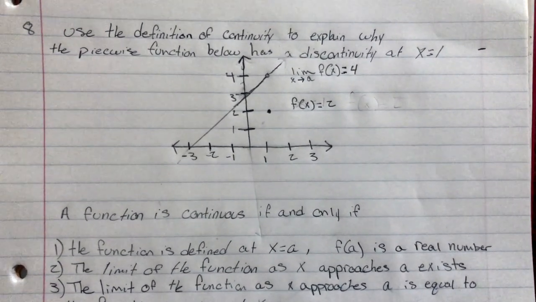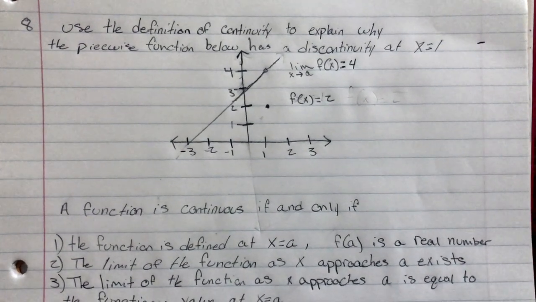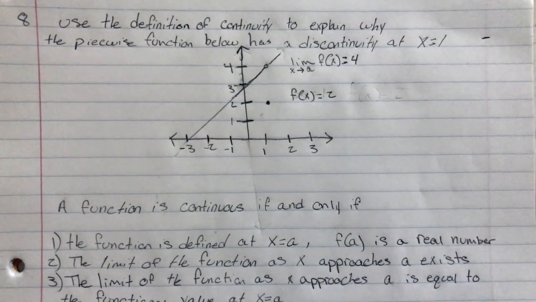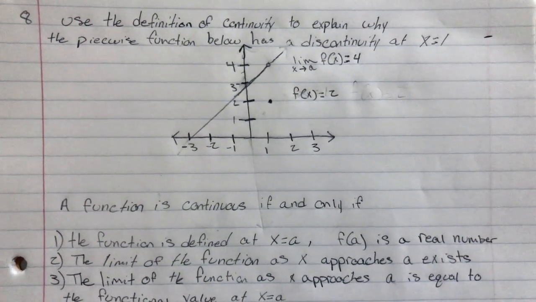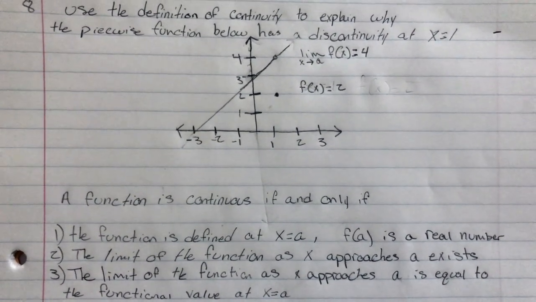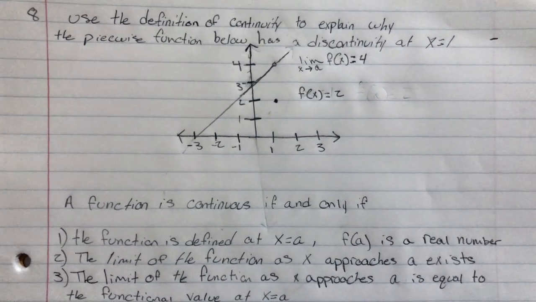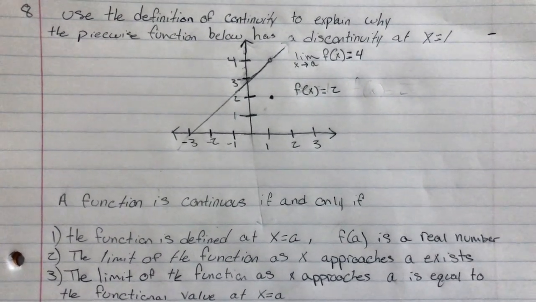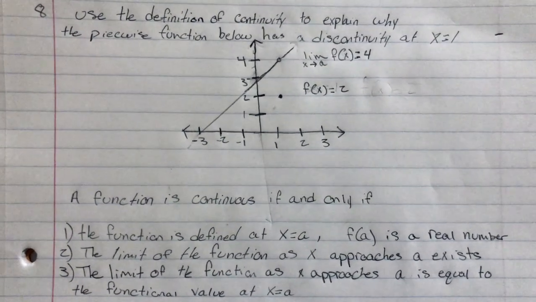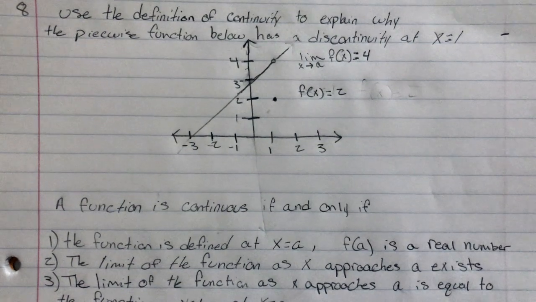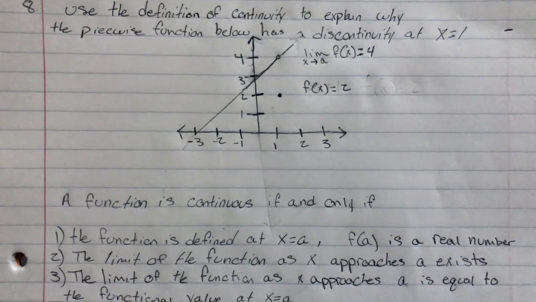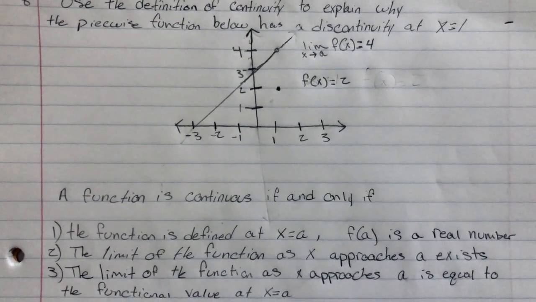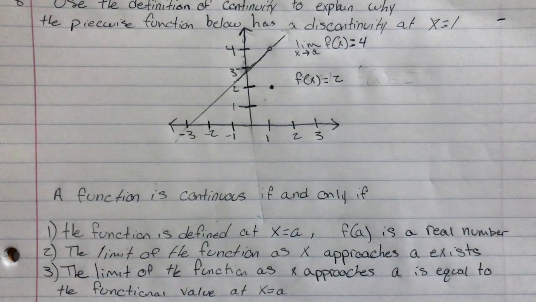In order to answer this question and use the definition of continuity to explain why there is discontinuity at x equals 1, you take every condition and verify it. The function is defined at x equals a. We know that this is true because for every input, there is an output that is a real number. To verify the second condition, that the limit of the function as x approaches a exists, we look at our graph and we see that there is a limit that exists at the value of 4. So we know that condition is met as well.